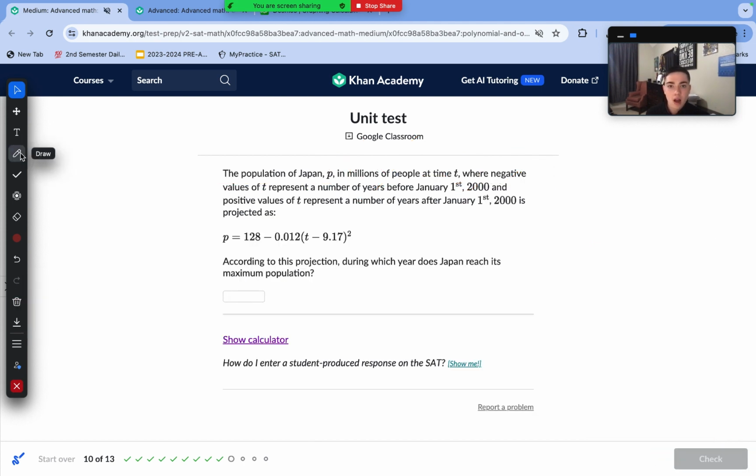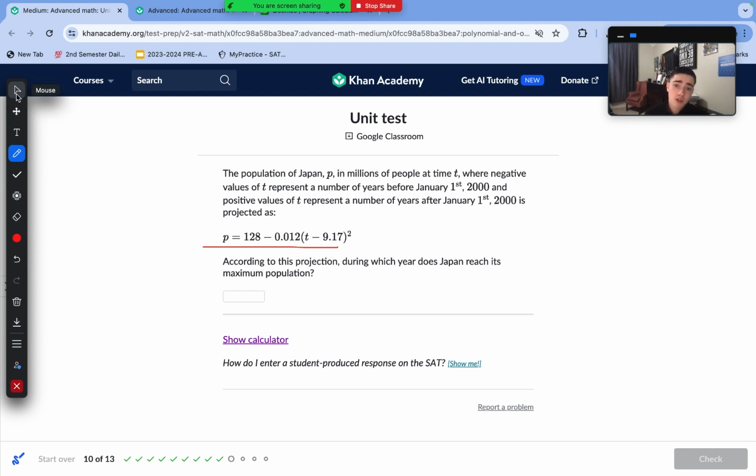Okay, on to this question. The population of Japan, where negative values of t represent years before January 1st and positive values of t represent years after January 1st, 2000, is projected as this. According to this projection, during which year does Japan reach its maximum population?